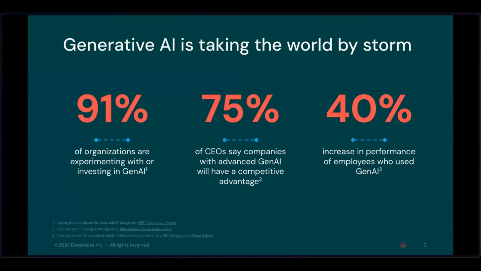So let's set the stage here. Really, every organization is experimenting with GenAI because of the power it brings in productivity and efficiency of services. These numbers right here, I would guess, go up every day since this was reported. So 91% of organizations experimenting with or investing in GenAI. Vast majority of CEOs feel that companies using advanced GenAI have a competitive advantage. And then large performance increases, productivity increases that we're seeing from employees who are enhancing their workflows by using GenAI tools.